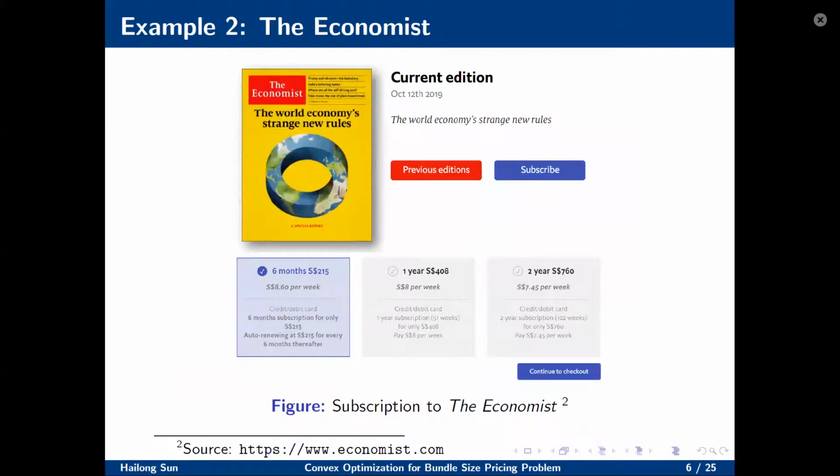Yet another example is the subscription to magazines, for example, The Economist. In this figure, you can see that you have 3 options to choose from, and the price of each of them depends only on the volume of magazines included. You can get a lower price per week if you choose a larger bundle. The per week price of a 2-year bundle is lower than the half-year bundle by more than $1. So this is bundle size pricing.